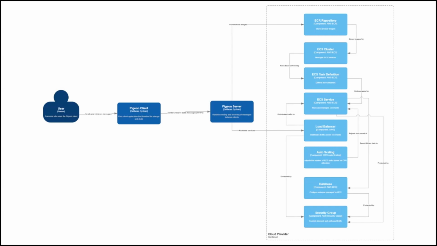And you have the load balancer distributing all the traffic to the ECS server. Then you have the auto scaling component, which adjusts the number of ECS tasks based on the CPU utilization. And then you have the database and the security group. The database is a Postgres instance, which is managed by RDS. And the security groups are responsible for controlling the inbound and outbound traffic between these clusters. So yeah, this is the overview of the architecture.